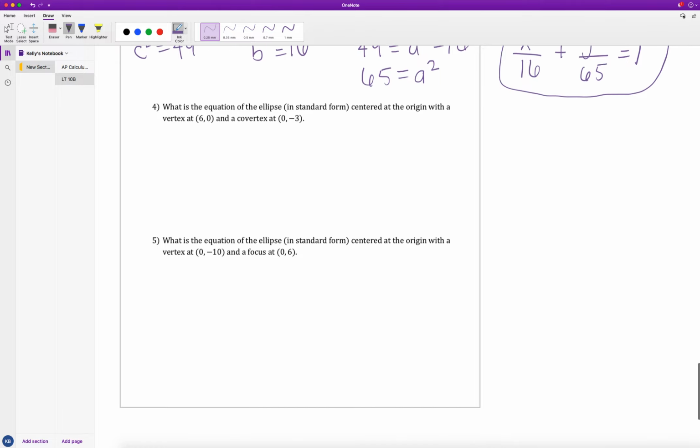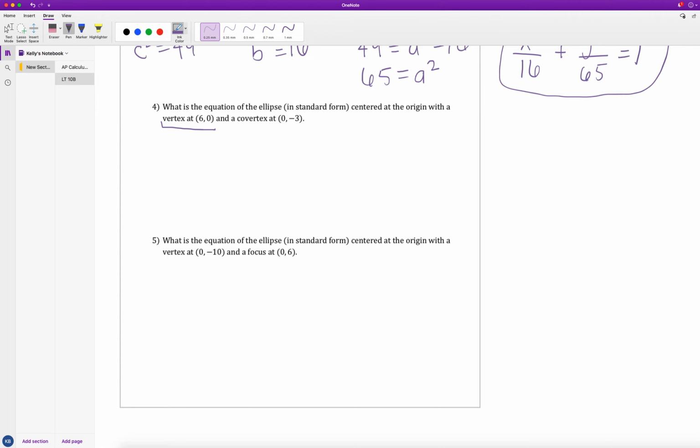Okay, let's look at example 4. Example 4 here, they're saying the same thing. We want an equation of the ellipse in standard form, centered at the origin, but this time they gave us a vertex and a covertex.